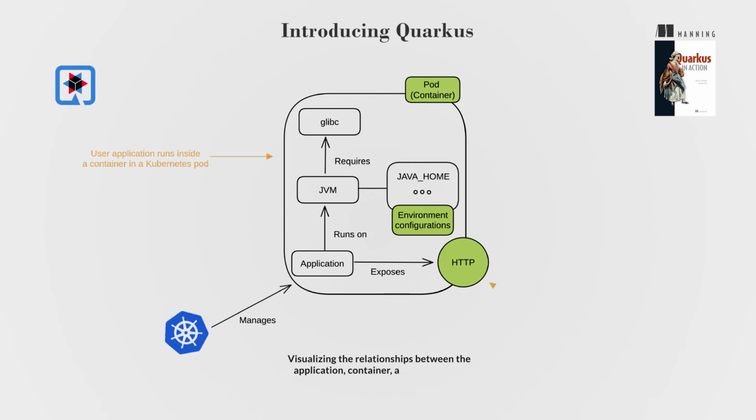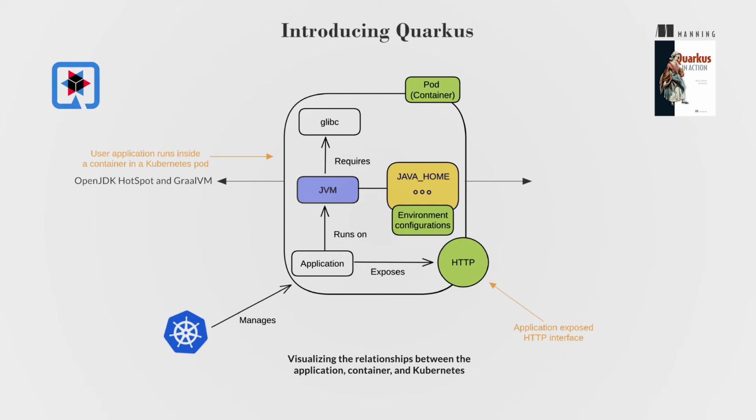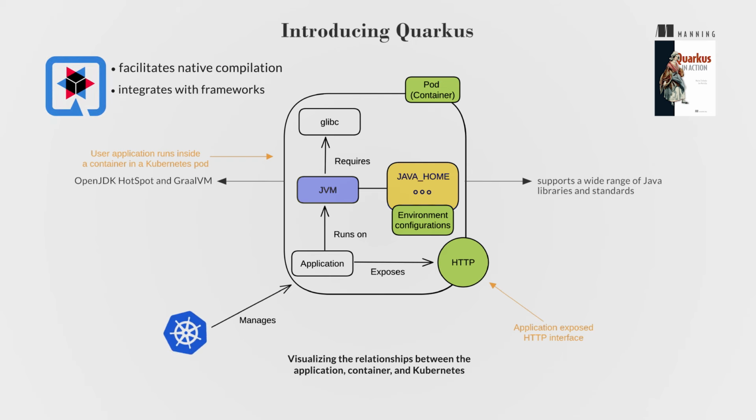Quarkus supports both the standard JVM, OpenJDK HotSpot, and GraalVM, which allows for native image compilation, resulting in fast-starting standalone binaries. Supporting a wide range of Java libraries and standards, Quarkus facilitates native compilation and integrates with frameworks like Hibernate and RESTEasy, offering a smooth transition for developers from other frameworks.